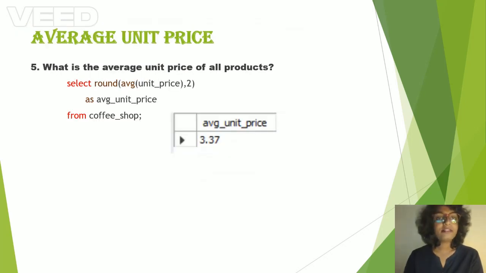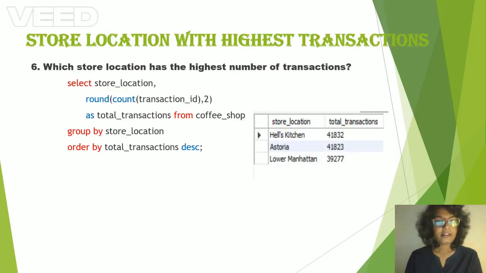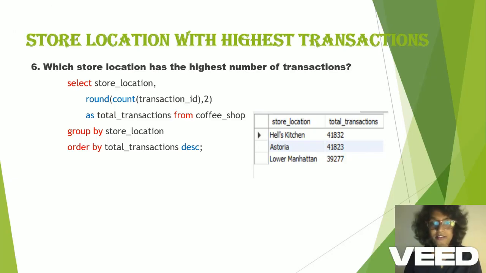Question number five: what is the average unit price of all products? By calculating the average unit price, we get 3.37 as the average price of all products. Question number six: which store location has the highest number of transactions? By calculating total transactions for each store location, we got Hell's Kitchen has the highest transactions compared to all locations. In total, 41,832 transactions occurred in Hell's Kitchen.